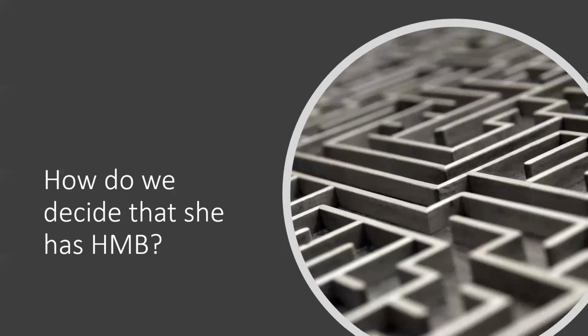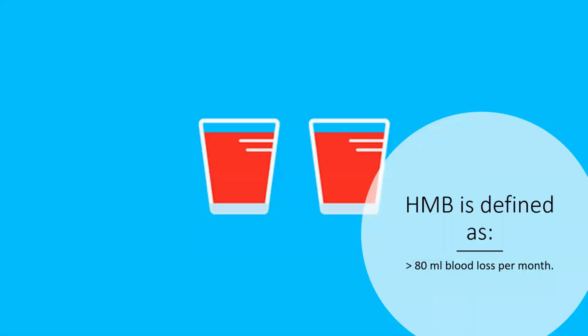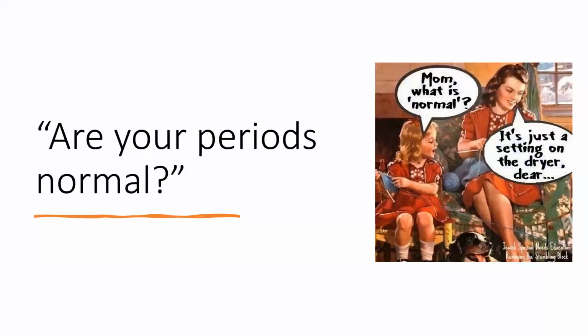So how do we decide that she has a heavy menstrual bleeding? Heavy menstrual bleeding is defined as more than 80 mils of blood loss a month. So can we simply ask her, are your periods normal?